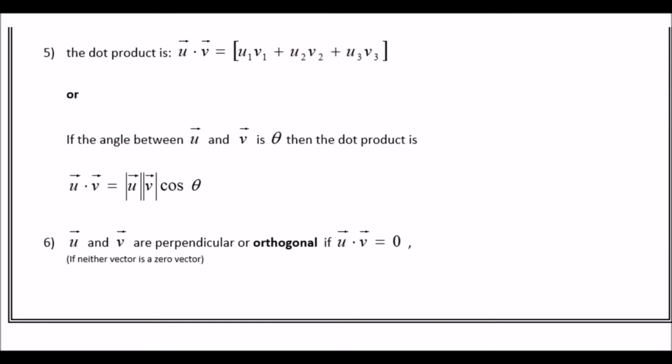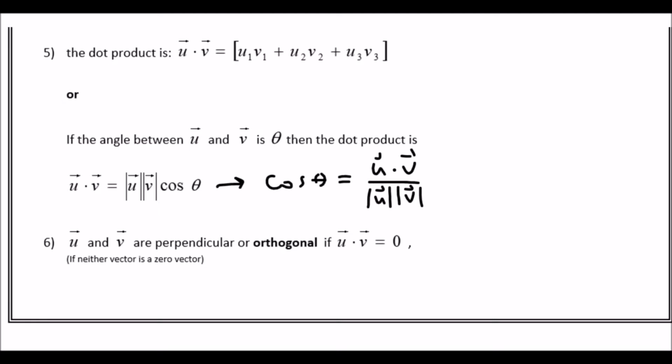To find the angle is the same thing. u dot v is equal to magnitude of u, magnitude of v cos theta. So again, we can change this to cos theta is equal to u dot v over magnitude of u, magnitude of v.